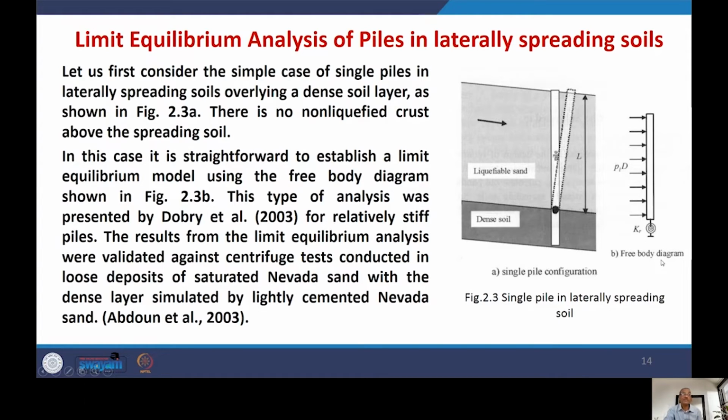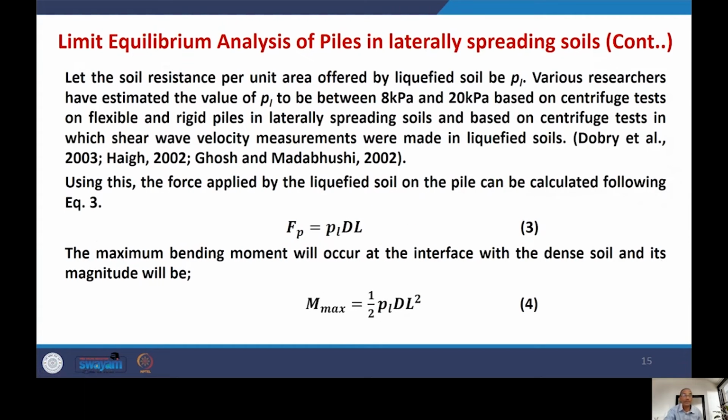Continuing with this, let's have some formulations. Let the soil resistance per unit area offered by liquefied soil be PL. Various researchers have estimated the value of PL to be between 8 kilopascal and 20 kilopascal, based on centrifuge tests on flexible and rigid piles in laterally spreading soils, and on shear velocity measurements made in liquefied soil. Further details can be found in Dobry et al. and Madabhushi. These are some of the references.